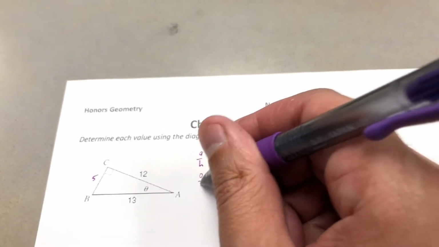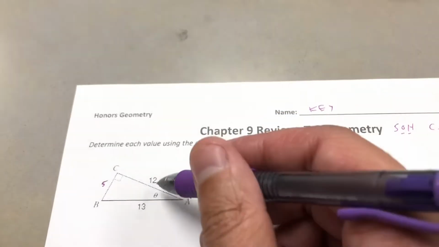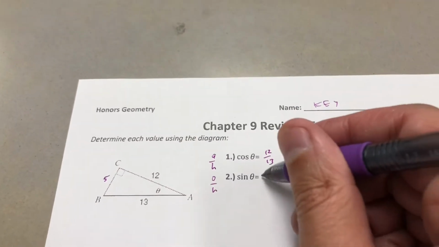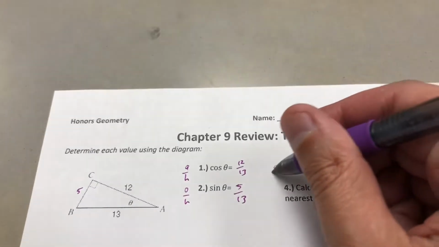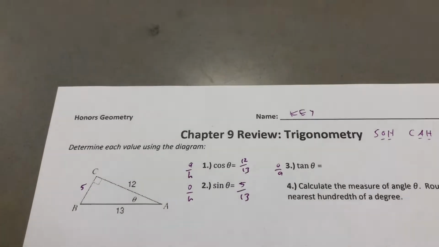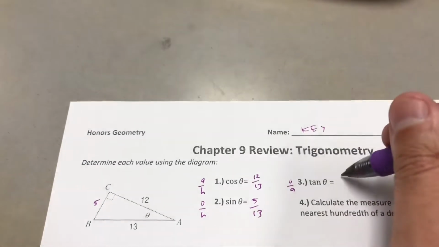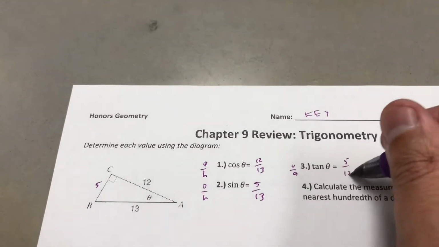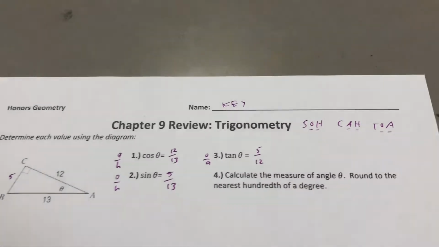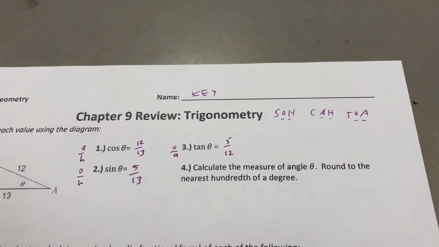Sine is opposite over hypotenuse, so the side opposite angle theta is 5, and the hypotenuse is 13. Tangent is opposite over adjacent, so the side opposite theta is 5, and the adjacent leg is 12, and 5/12 is my tangent.